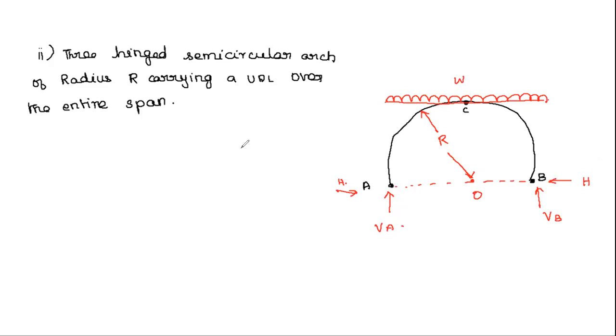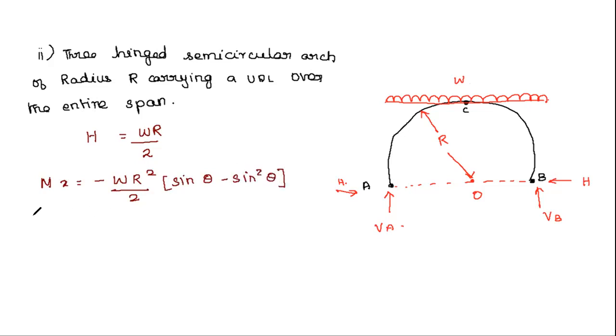So for this condition, what are the results we will obtain? H is equal to WR by 2, because it will be W by 2. We know this distance is R. When we take moment, we will have minus W R square by 2 into sine theta minus sine square theta, and the maximum bending moment is equal to minus W R square by 8.